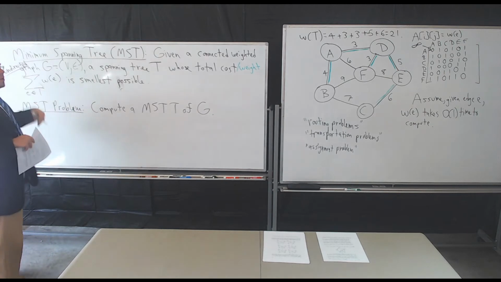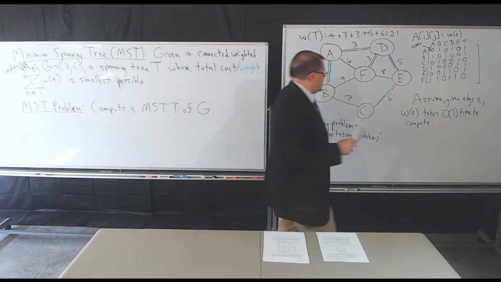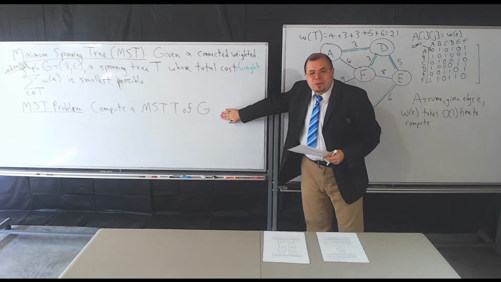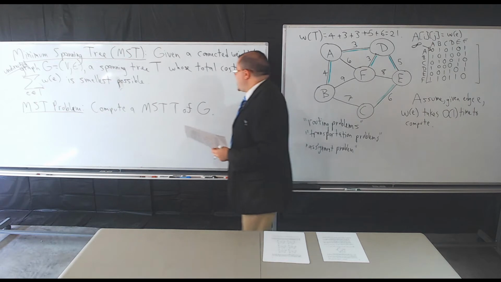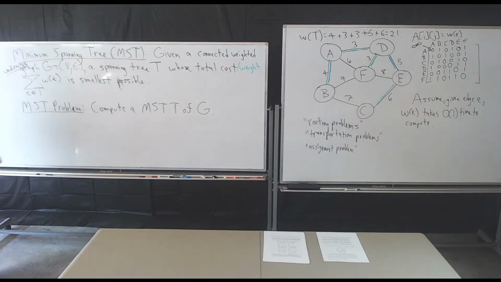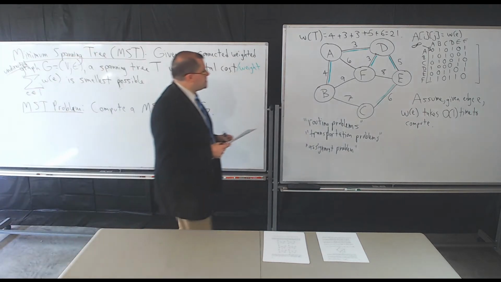So remember, whenever I don't specify anything, just assume the graph is simple and it's undirected, okay? So what is our goal? Just to create one of these. Okay, so that's the game plan. Now, I mentioned that this is an optimization problem. We haven't really talked so much about those. So I want to talk about that now.